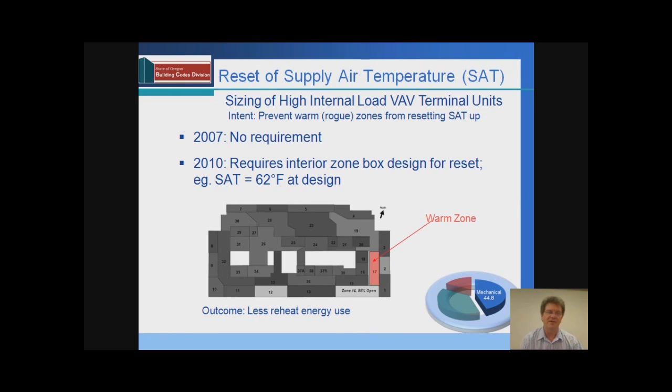One new requirement in the code is that an interior zone box shall be designed for that reset temperature. So in other words, if the reset temperature is 62 degrees, that means that an interior zone, which has a fairly consistent load, shall be designed to meet its load requirement with that 62 degree Fahrenheit temperature. That means a higher airflow for this zone, but it also means that we can meet the requirements of that zone and other zones with that reset temperature, and the reset will be able to function.